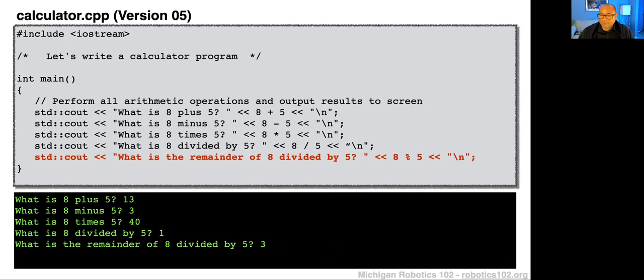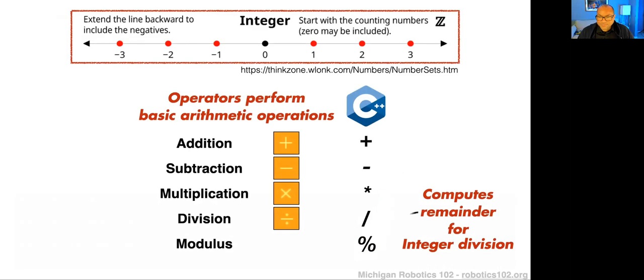And we can get that with the percentage sign here, which performs a modulus operation. And so modulus is going to compute the remainder for that division when we have two integers. As a reminder, integers, as we have here at the top of the screen, are essentially our whole numbers. One way you can think about it, I like this picture, it's a good way of thinking about it: start with the counting numbers 0, 1, 2, 3, all of those whole numbers that go all the way out, and then extend that number line going backwards. So you're only thinking about these numbers that are integers.